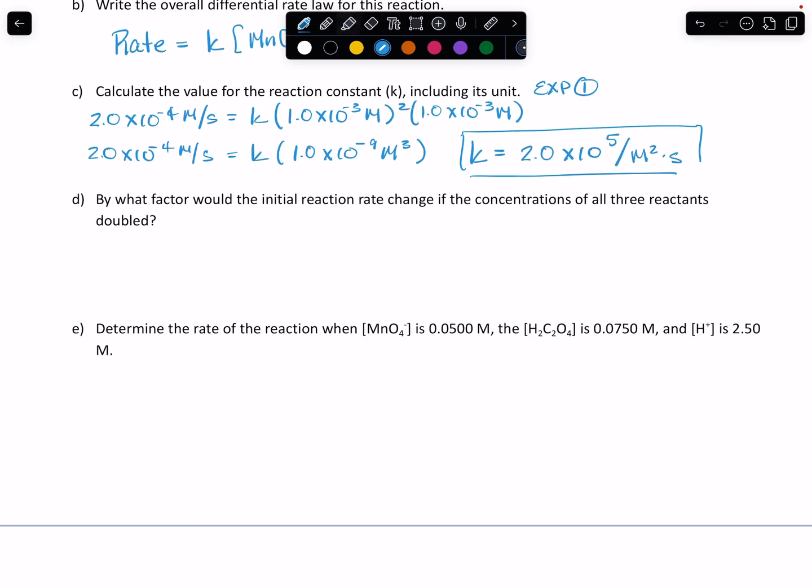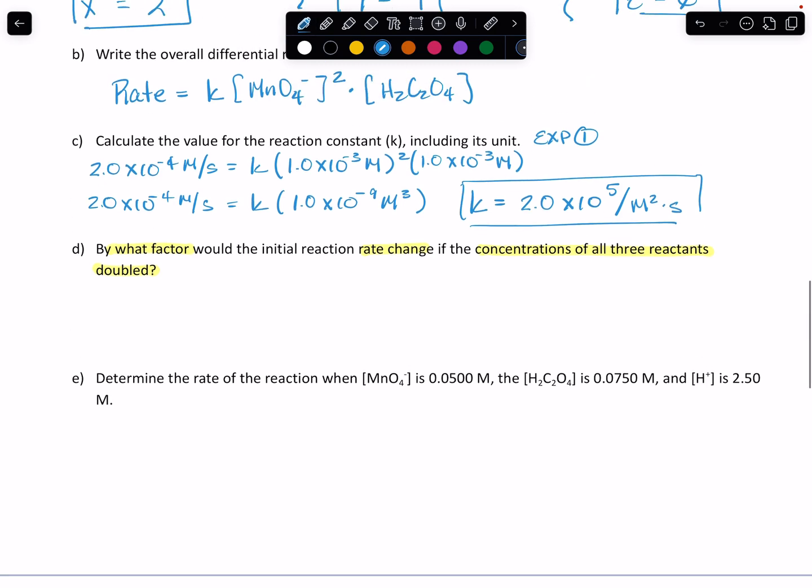All right. Now, the next question: by what factor would the initial rate change if the concentration of all three reactants were doubled? All right, so what I've got here is a question about how the overall rate order is going to impact the rate when we have changes. So if we think about it, we've got a rate equal to some constant. Let's say that we went from 1 squared and 1. So this is what it looked like. So this would give us a rate of 1.